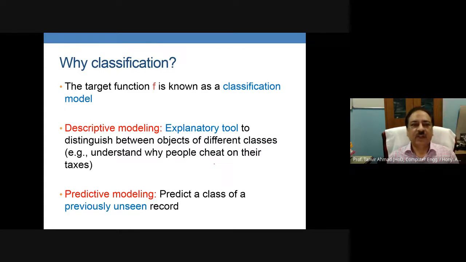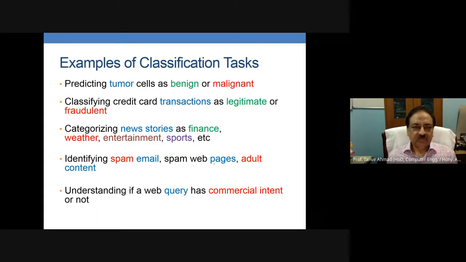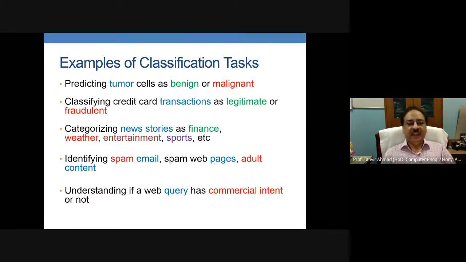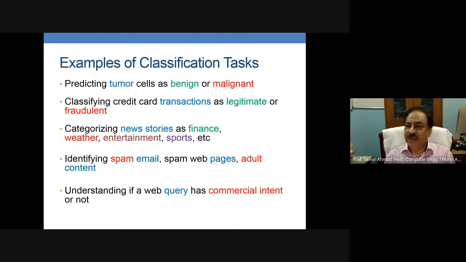Correct? Now, this we already did also, but let me repeat once more. What are the different types of classification tasks you can do? Also, this is another problem which you can take as a project: you are going to predict tumor cells as benign or malignant.